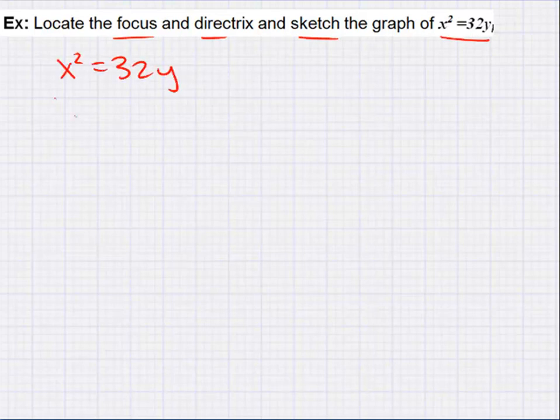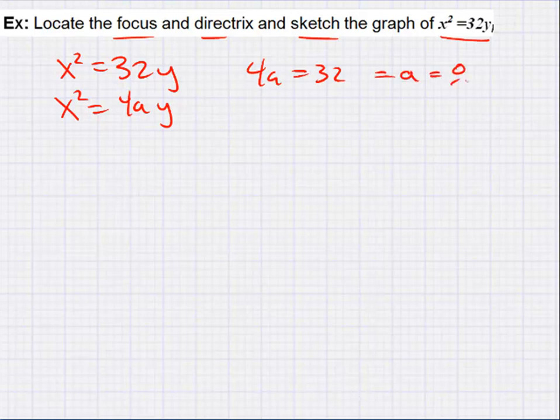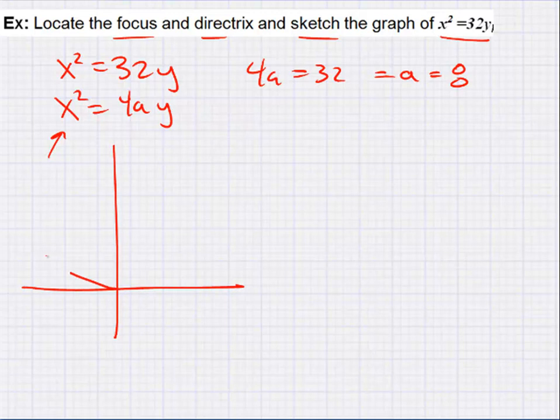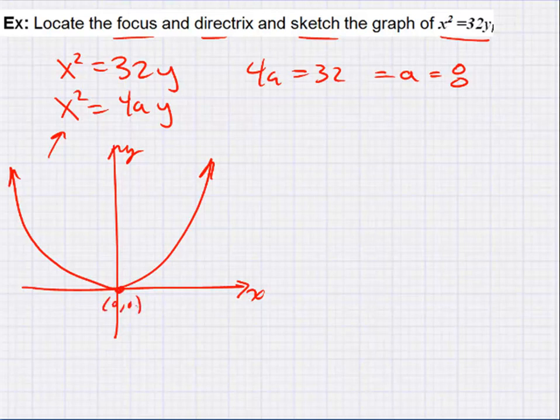So that's in the form of x squared equals 4ay, 4a being 32, so a equals 8. So first of all, the x is being squared. Sometimes it's helpful to actually draw the graph before you find the information. So this is what my parabola is going to look like. Here's the y-axis, here's the x-axis. I know I'm at 0, 0 again because of the form.